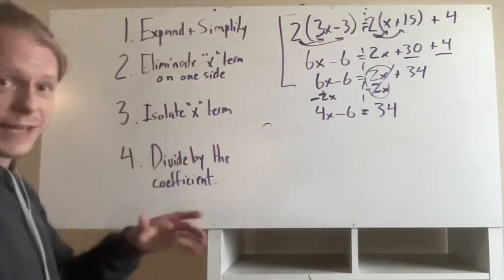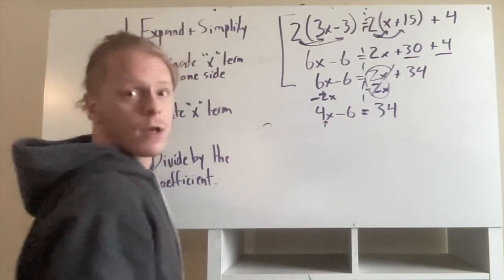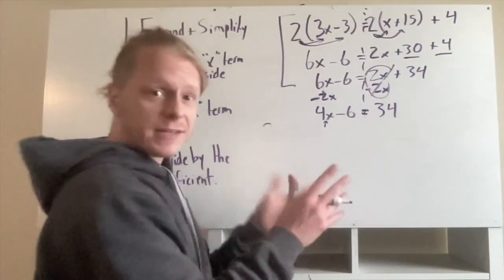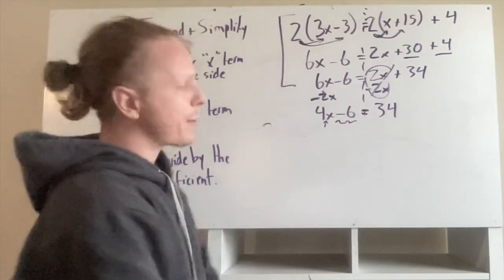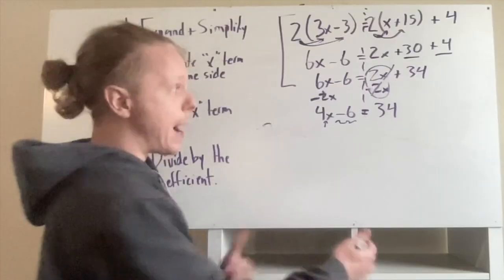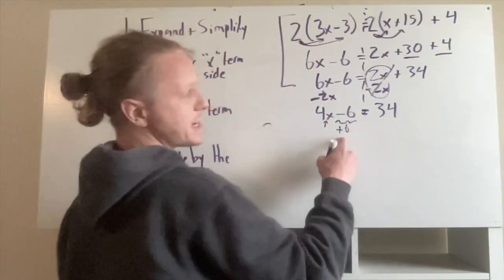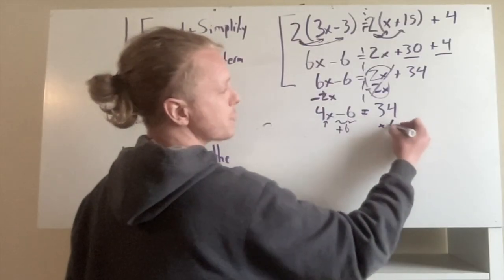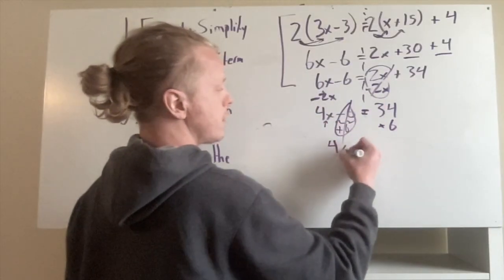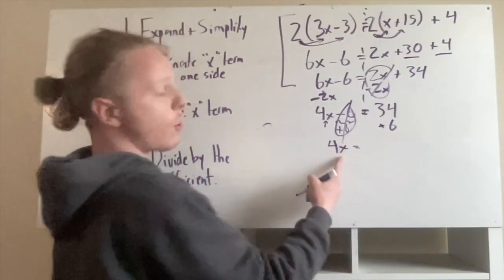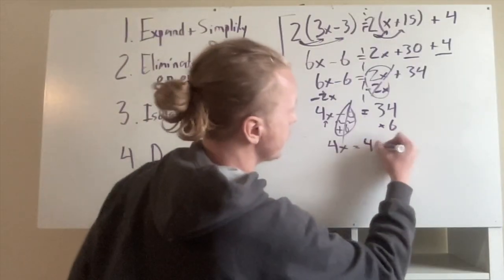Isolate the x term. To isolate, to get alone. So where's my x term? Again, it's 4x. What's stopping the 4x from being all by itself on this side of the equal sign? The negative 6, right? The minus 6. So how can I turn that into a 0? Right? Do the opposite. So minus 6 plus 6. And because I add 6 over here, I have to add 6 over here as well. Okay? This gets me 0. So now 4x is all by itself, right? It's been isolated. 4x equals 40.